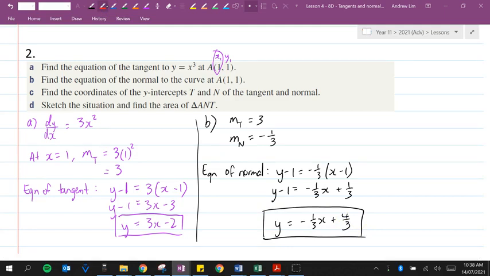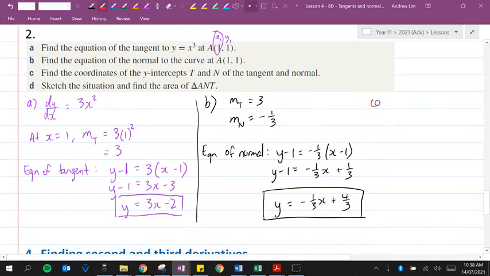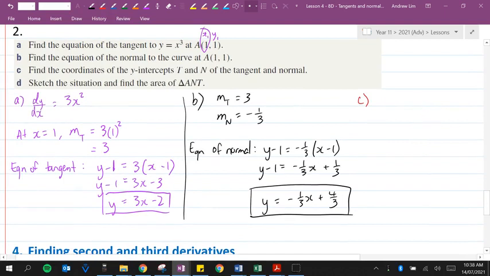Find the coordinates of the y-intercepts, T and N, of the tangent and normal. So to find the y-intercepts, we need to let x equal 0. So the y-intercept of the tangent: we let x equal 0, 3 times 0 minus 2, which is minus 2. So the coordinates are (0, minus 2).